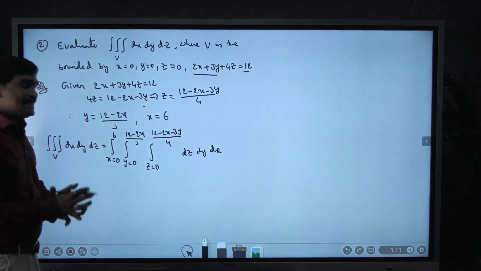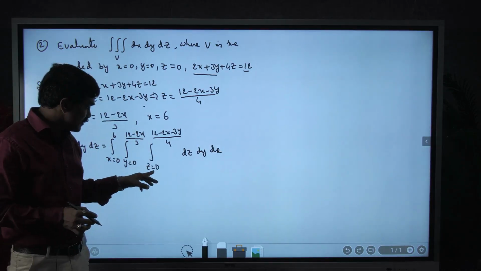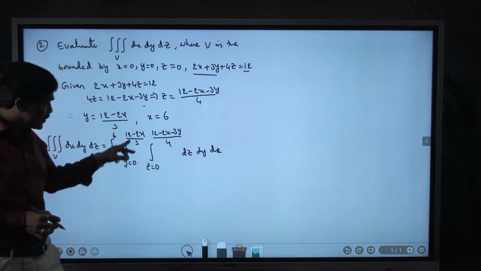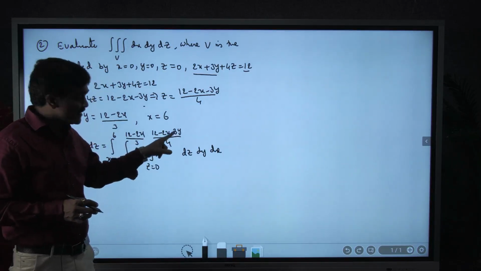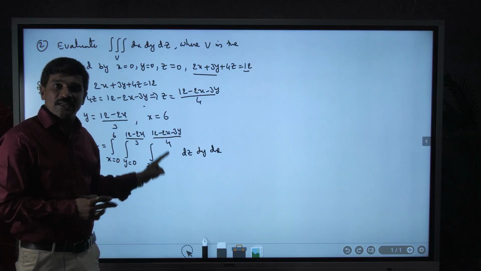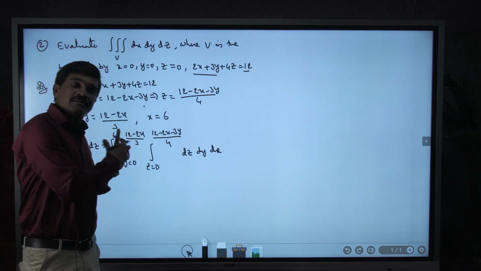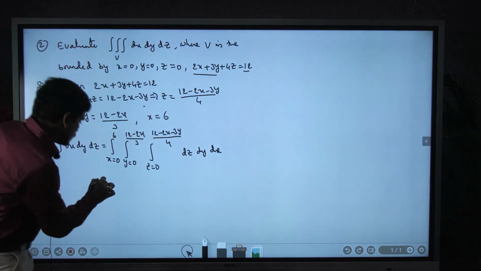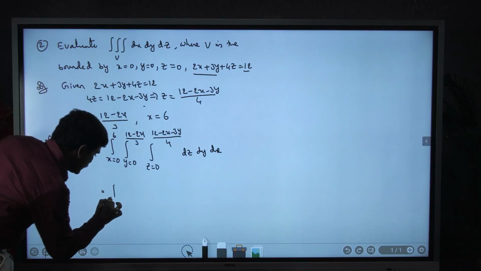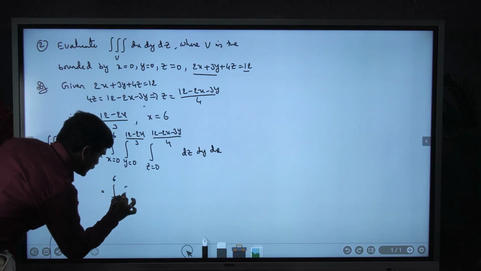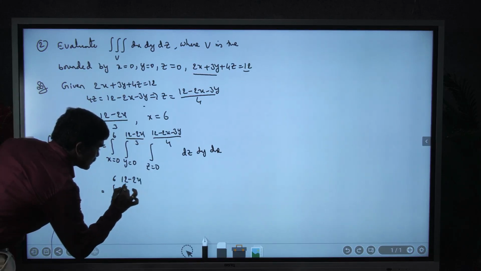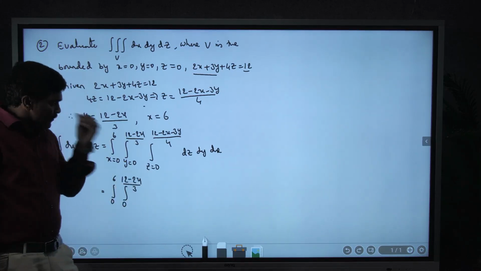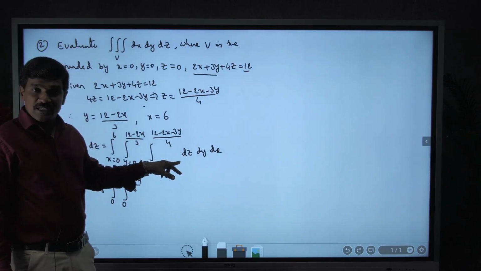Now here we integrate with respect to... these limits are in x and y, here the limits are in x, and here the limits are constant. So that's why we have to integrate with respect to z first, then with respect to y, and then with respect to x. Now the integral is 0 to 6, 0 to 12 minus 2x by 3. Here we integrate with respect to z first.